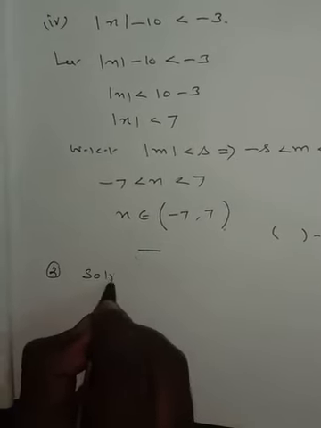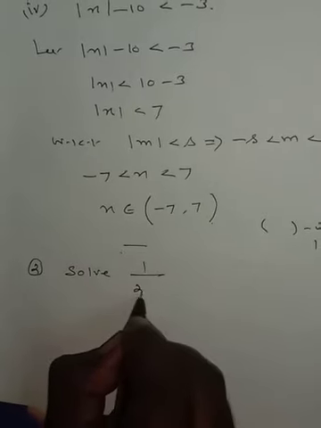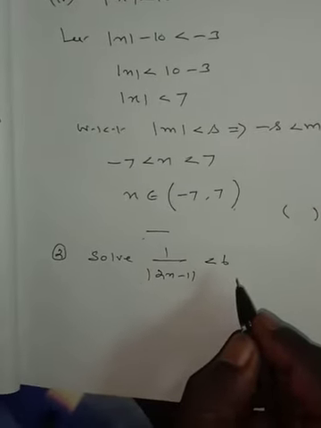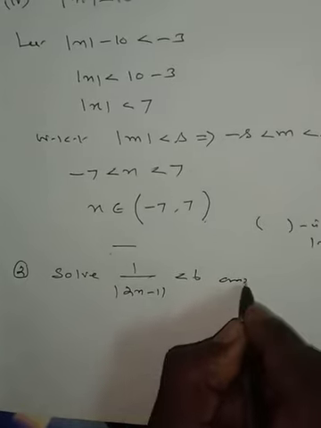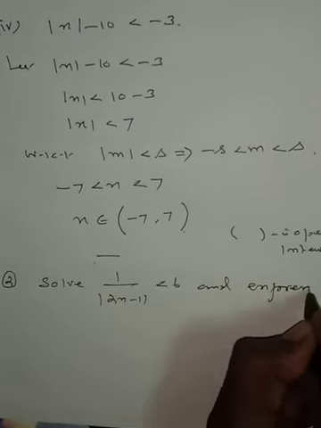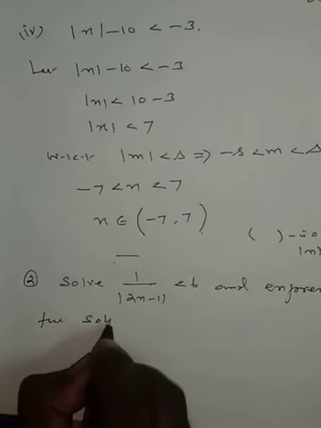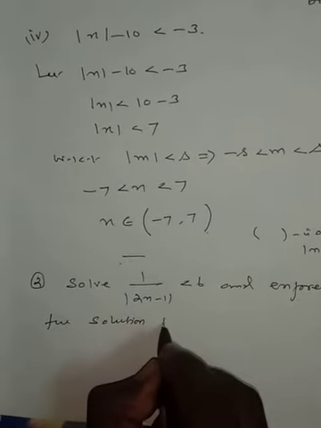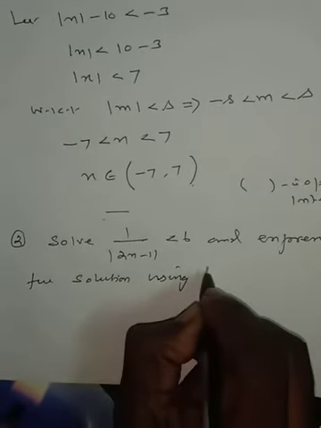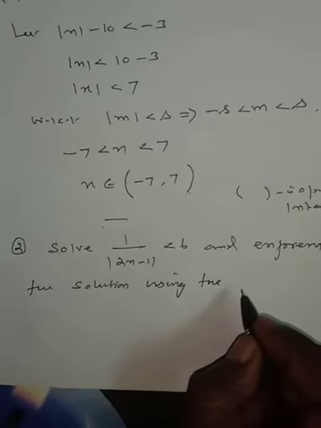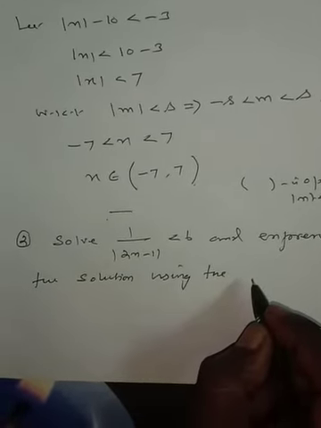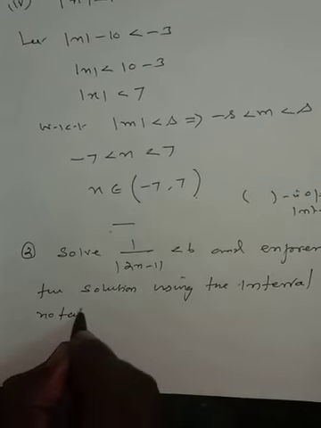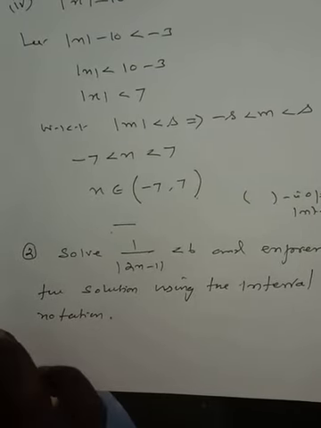Solve 1 divided by modulus of 2x minus 1, which is less than 6, and express the solution using the interval notation, which means a closed interval or open interval.